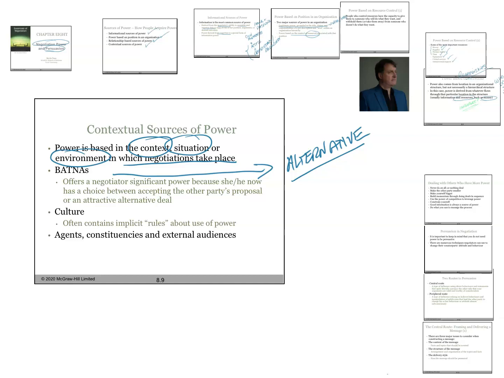I always tell people a BATNA is not a wish. It's not a possible option. It needs to be concrete to have its power. So make sure that it's real and tangible, meaning it actually could be chosen tomorrow, because if it doesn't exist in this way, it won't have its level of power for you.